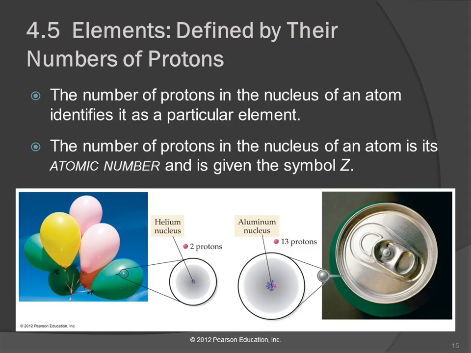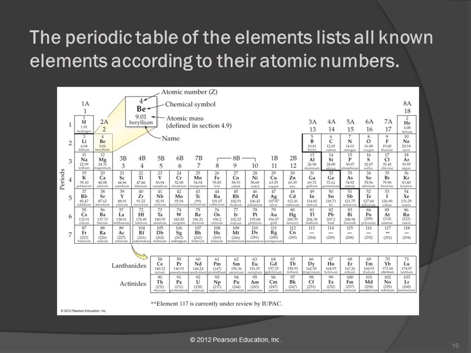And so we have a special name for the number of protons. It's called the atomic number. The atomic number has the symbol Z. I don't know why. That's what they call it, Z. I would have gone with A, but it's Z.